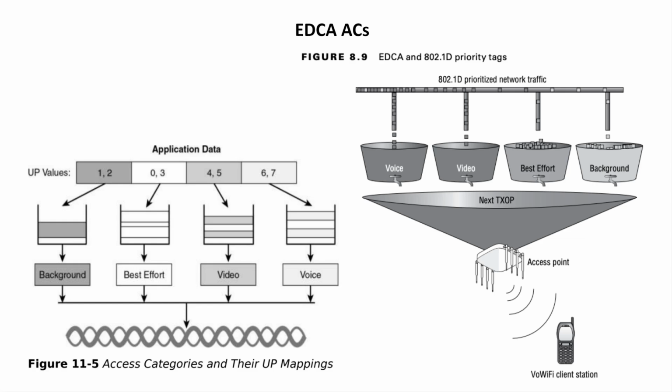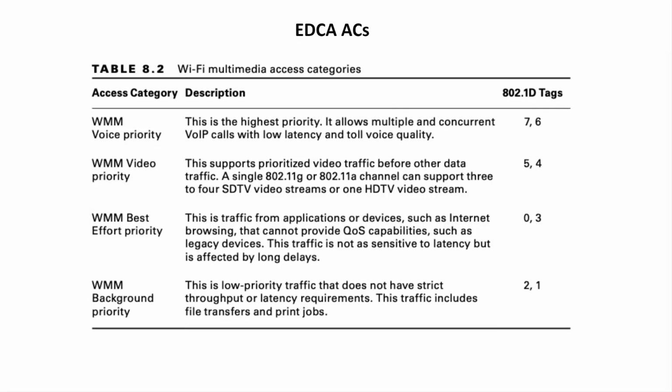The length of both fields is 3 bits. This is 8 possible values, and there are 4 categories. Therefore, each of the ACs is mapped with 2 field values in the headers. Yes, the values for the 2 lower categories are not consecutive. 0 and 3 are best effort, but values 1 and 2 are background. There is a table with examples of traffic that falls under each category.